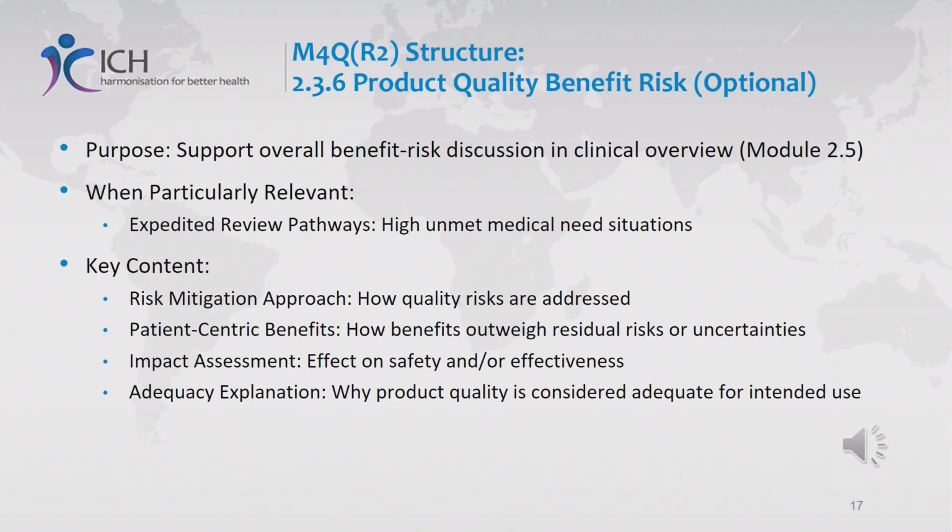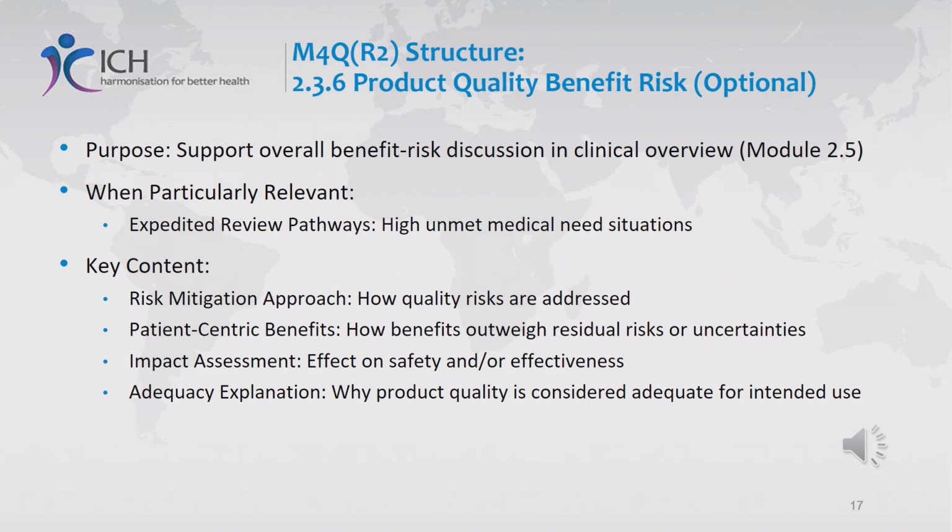Section 2.3.6 is optional, but it can be particularly valuable in certain circumstances or situations. Its purpose is to support overall benefit-risk consideration. And this section is particularly relevant for the expedited review pathway, where there may be huge unmet medical needs.